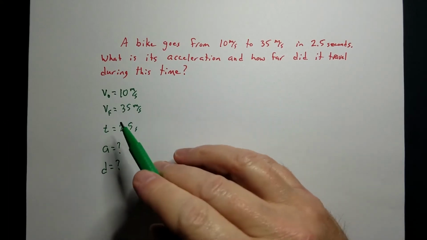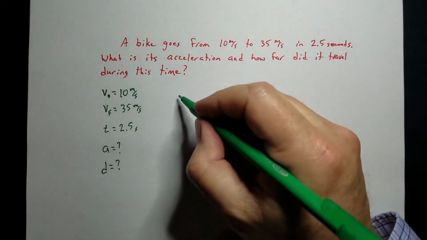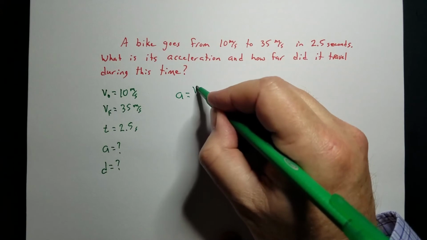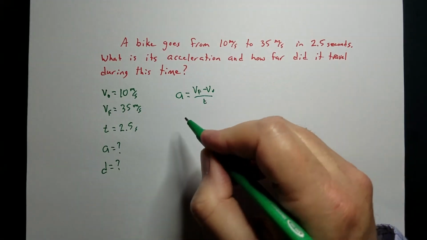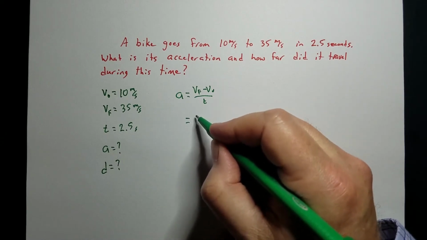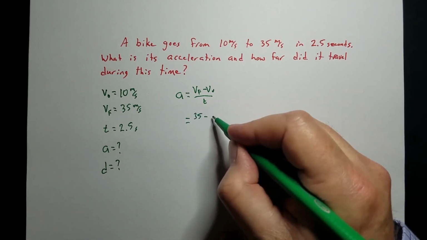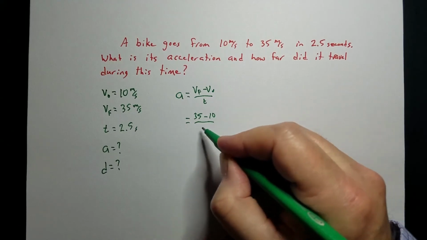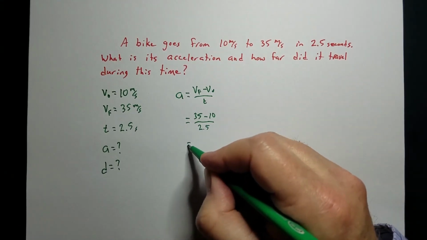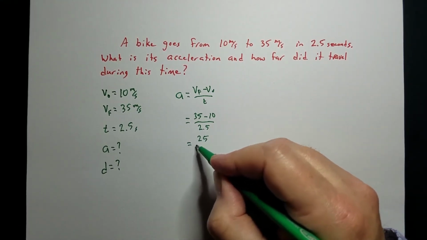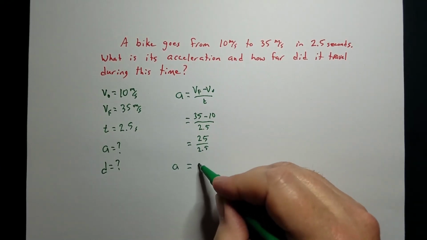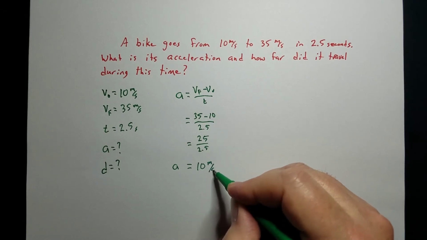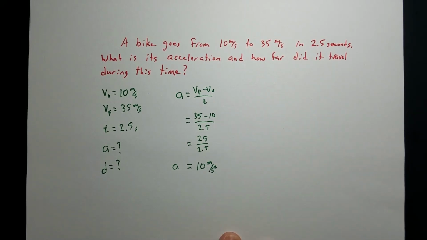All right, well, we've got vf, v0, and t, so it makes sense that we start off with this one. a equals vf minus v0 over t. vf is 35, v0 is 10, and we got 2.5 seconds. So 25 divided by 2.5 gives us an acceleration of 10 meters per second squared. Now we're going to figure out distance traveled.